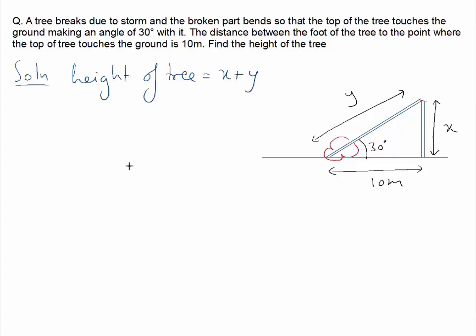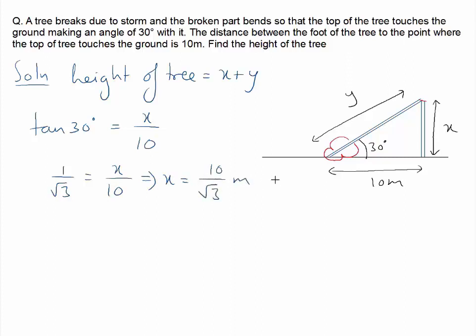So we use trigonometric ratios. This is a standard angle, so we know all the values of trigonometric ratios of this angle. Let's try tan 30°. Tan 30° will be perpendicular upon base, so it equals x by 10. Now we know tan 30° is 1 by root 3, which equals x by 10. This implies x equals 10 by root 3 meters. So now we have this length.